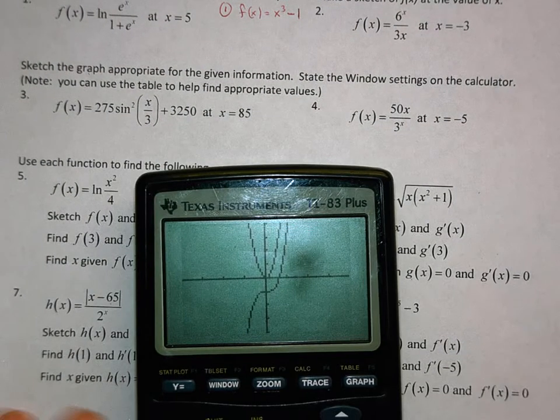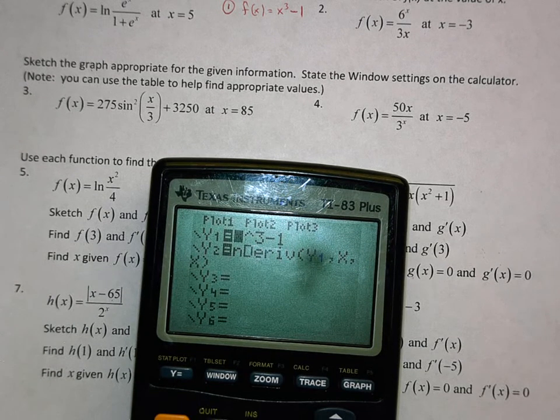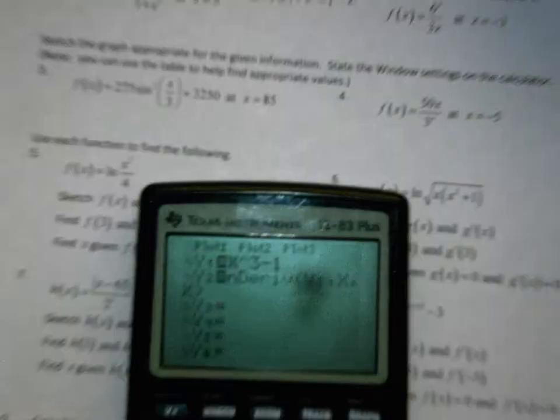Here's the TI-83. It looks very, very similar. I'm going to zoom in just a little bit.